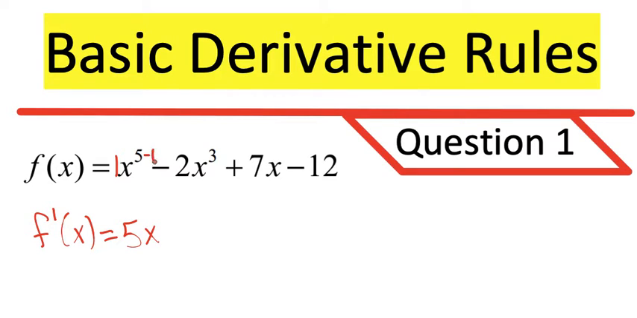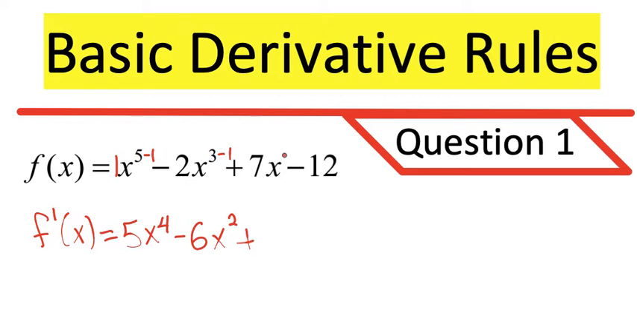And then we're going to subtract the power by 1. So it'll be 5x to the power of 4. Next, we have negative 2x to the power of 3. We're going to multiply negative 2 by 3. That's going to give us negative 6x, and then we're going to subtract 1 from the power, x to the power of 2.